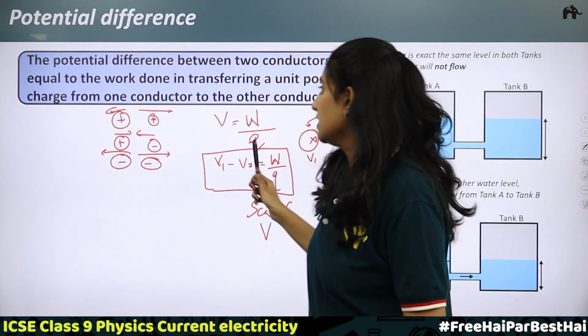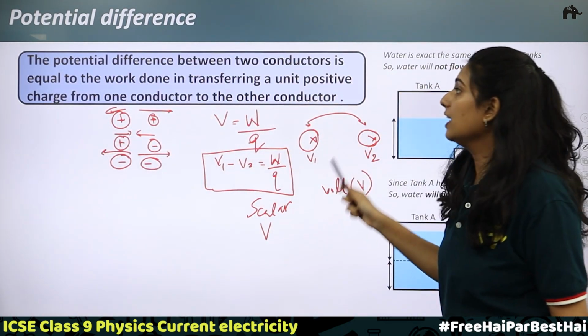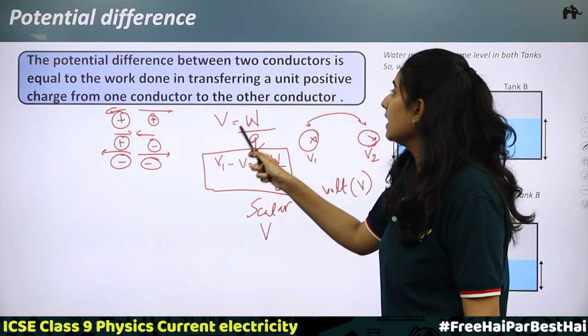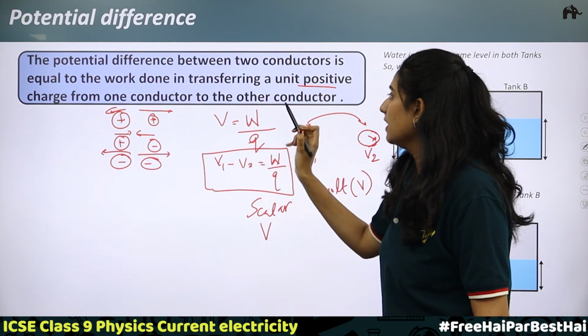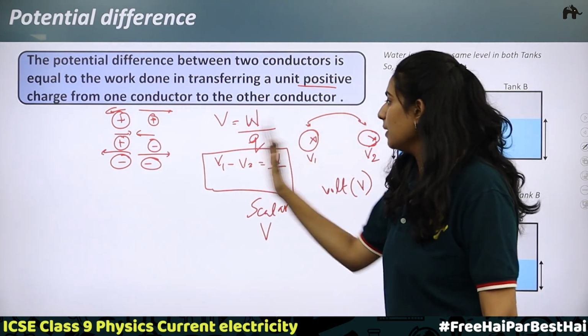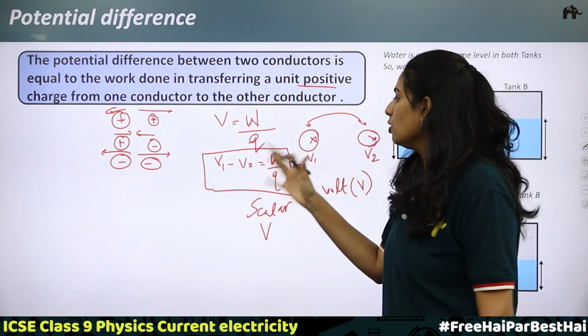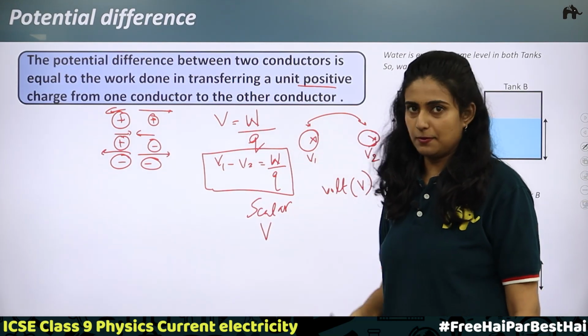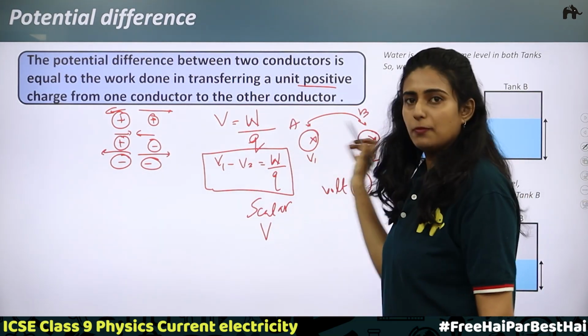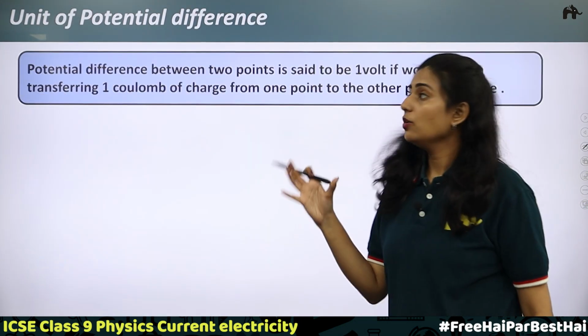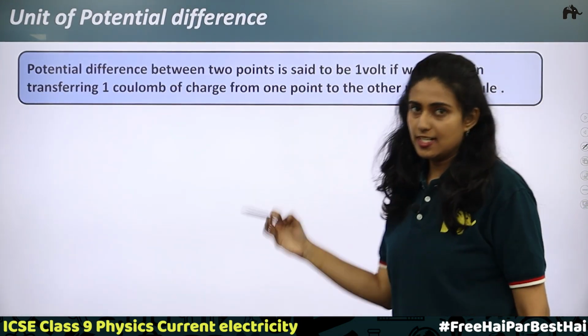The potential difference between two conductors is equal to the work done in transferring a unit positive charge from one conductor to the other conductor. If you are taking the charge from A to B or B to A, the value of the electric potential difference will be the same. Two points, A point and B point. Now, the unit of potential difference.